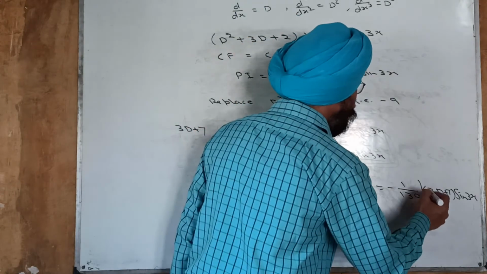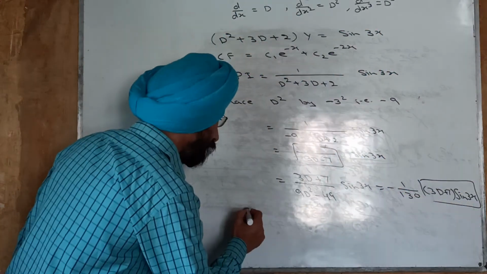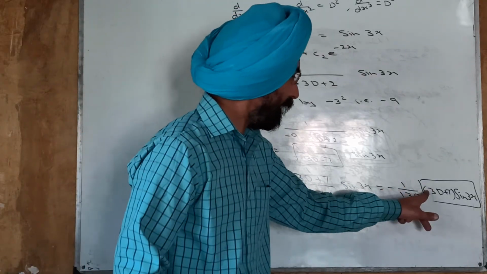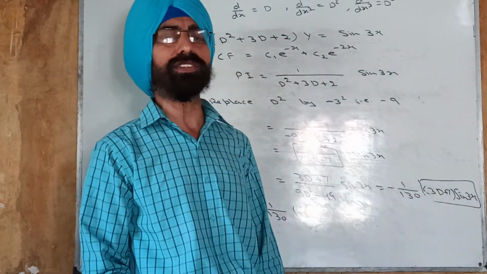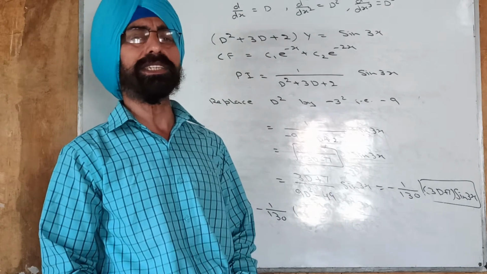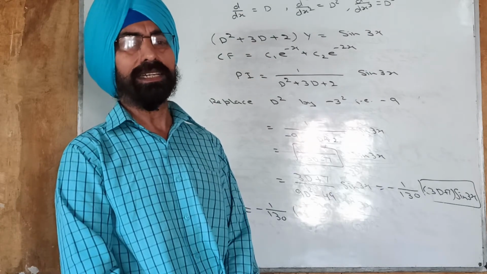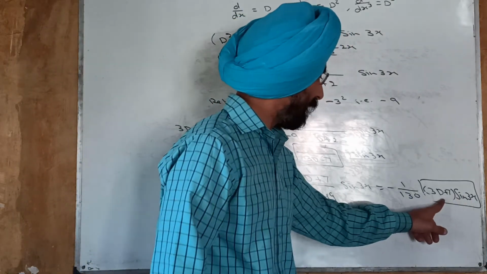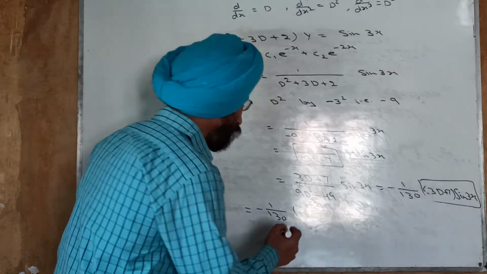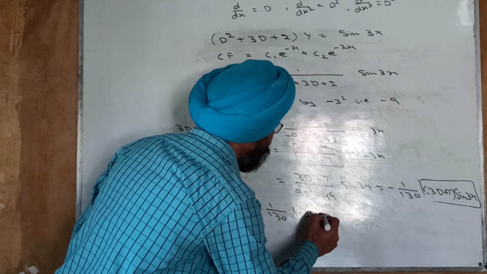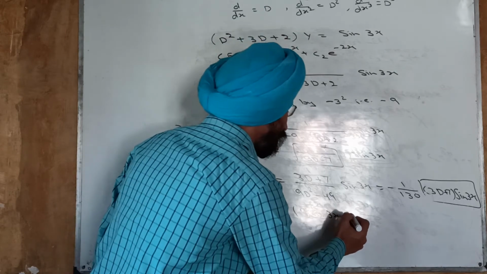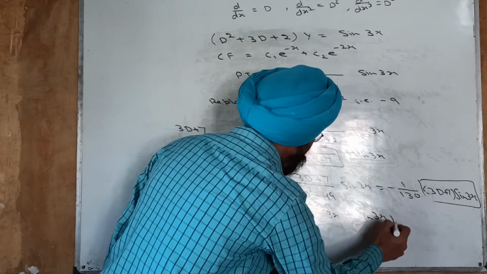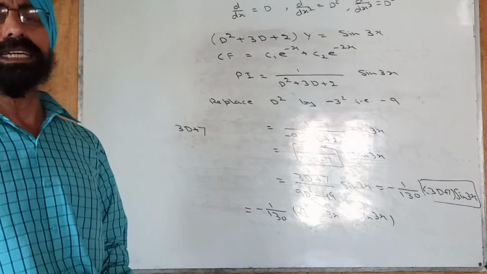Now open this bracket. You will get minus 1 upon 130 times d of sin 3x. d of sin 3x means derivative of sin 3x, and the derivative of sin 3x is 3 cos 3x. So 3 cos 3x into 3 is 9 cos 3x. This is 9 cos 3x plus this 7 into sin 3x. This is now your particular integral.